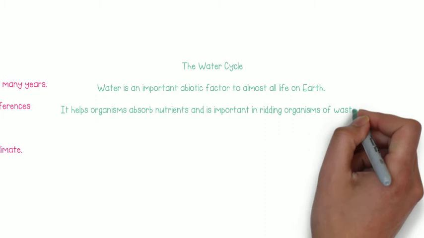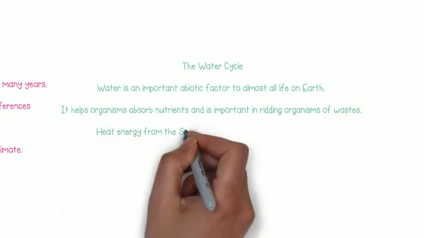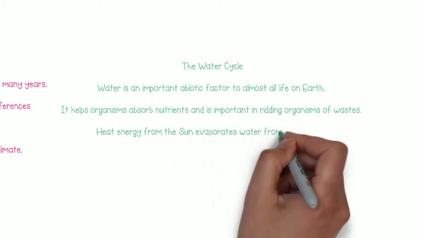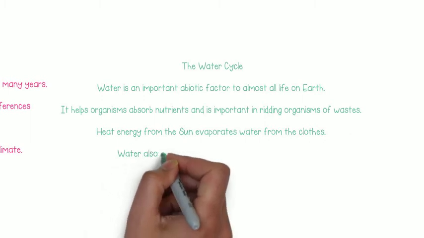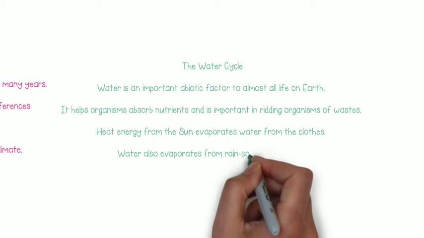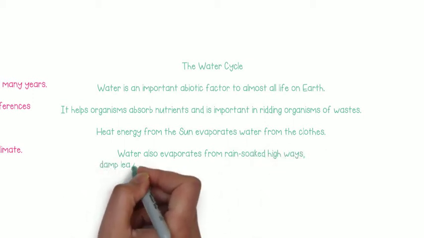Water also evaporates from rain-soaked highways, damp leaves in a forest, and the surfaces of lakes and oceans. Water that evaporates enters the atmosphere. Figure 5 shows how water in the atmosphere condenses to form clouds. Water falls from clouds back to Earth as rain, snow, sleet, or hail.